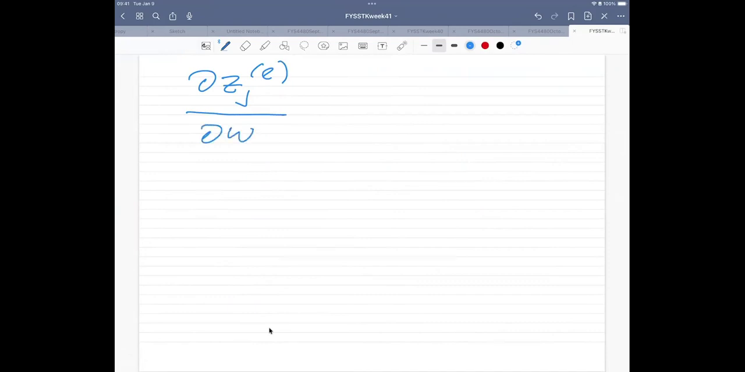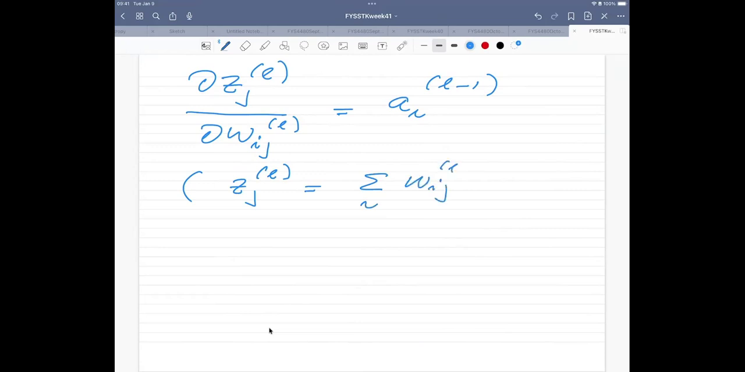So I'm going to have a wij with respect to layer L. And if you look back at the expressions, this is simply going to be ai of L minus 1. And you see that immediately because this Cj of L is given by the sum of omega ij of L of ai of L minus 1. So if I pick out one of these terms, that is simply going to give me this quantity here.